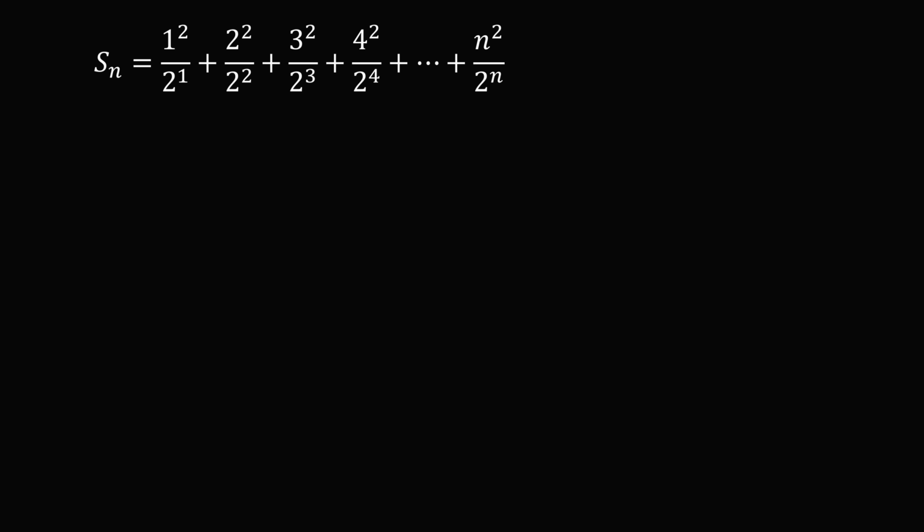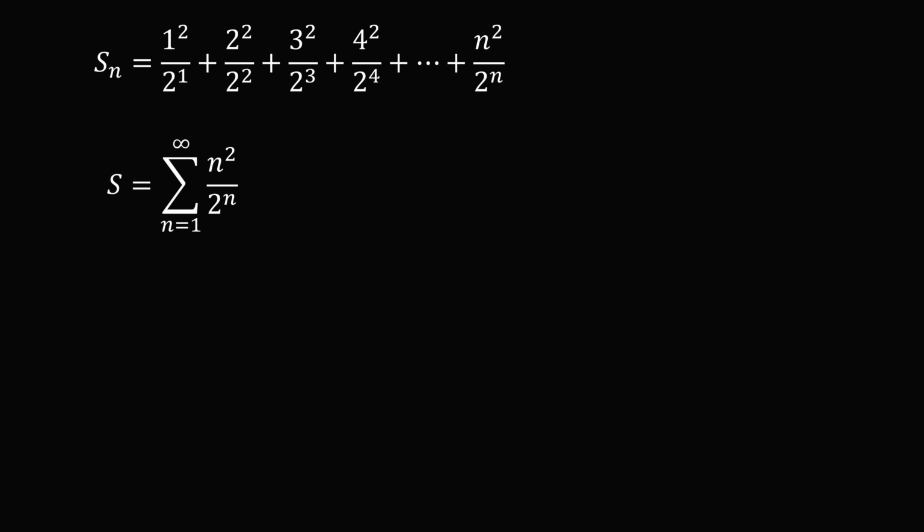Now another way is to consider sequences. So we have this term S_n. We'll look at the sum up to the nth term. We can write this in summation form: this is the sum from n equals 1 to infinity of n squared over 2 to the power of n.